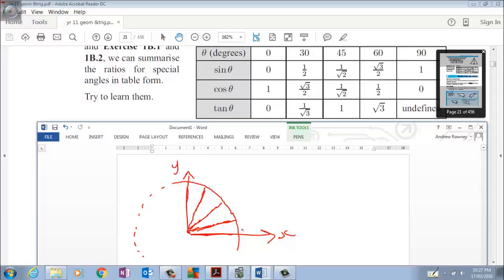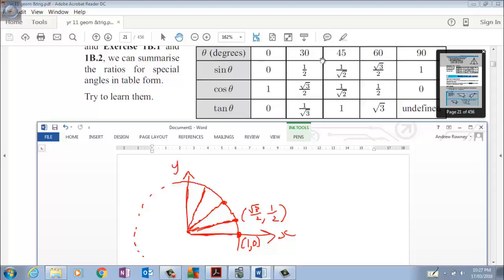Now looking at the table, if you look at the 0 degree, we can say that that is (1, 0), that point there, and that's given here. The cos is 1 and the sine is 0. The second point, the 30 degree, we're looking at the table, the cos is √3/2, and the y value is sine, which is 1/2.